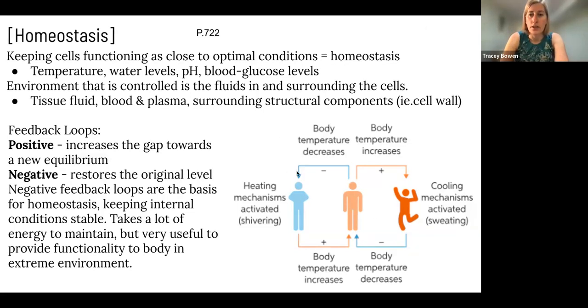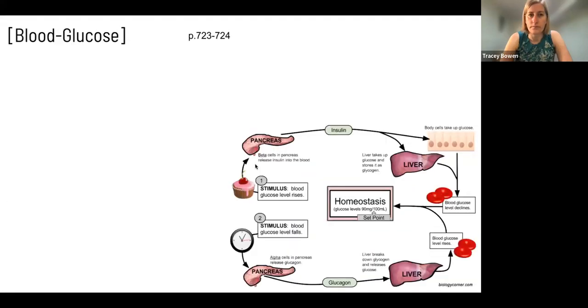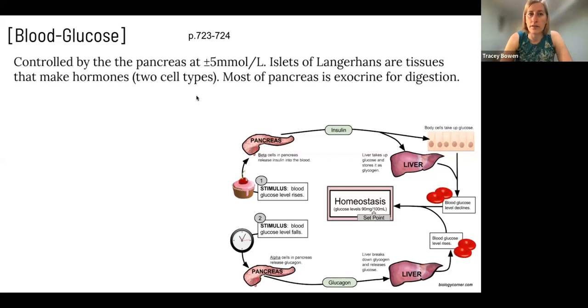environment. And so here we can see a negative feedback loop relating to body temperature. And so if you are too hot, you're going to start sweating, and then your body is going to cool back down, and then you'll stop sweating. Or if you get too cold, you're going to start shivering and your body temperature will increase and you're going to stop shivering. So one thing that is maintained in our body is blood glucose levels.